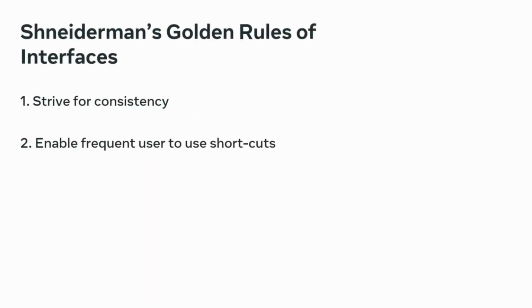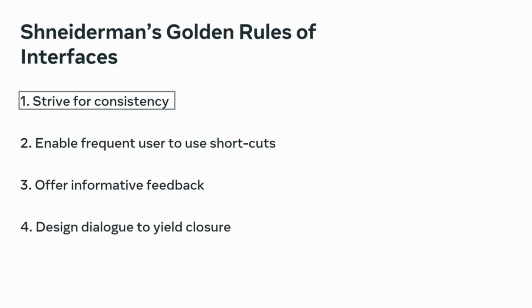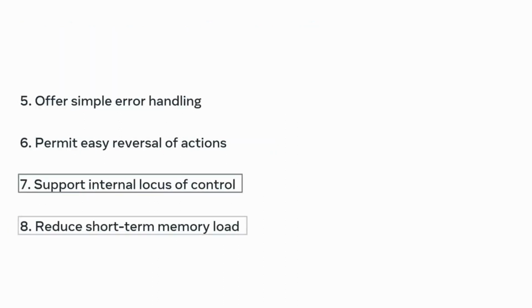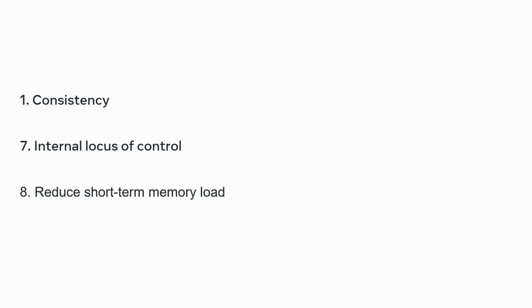Not only were Rams' and Nielsen's principles violated, but also Schneiderman's golden rules of interfaces number 1, 7, and 8. Let's explore these in more detail. Number 1 is strive for consistency. And number 7 states that the design should support the internal locus of control that allows the users to be the initiators of actions. Number 8 requires that the design should reduce the user's short-term memory load.